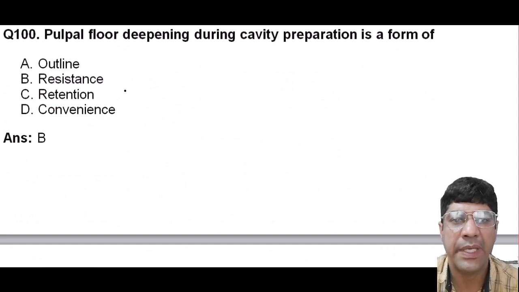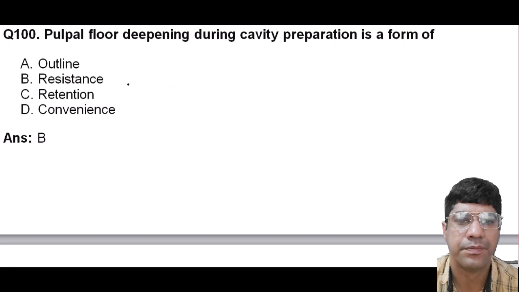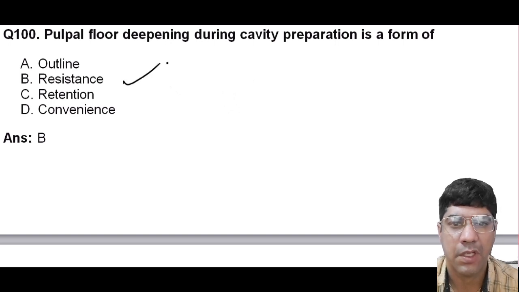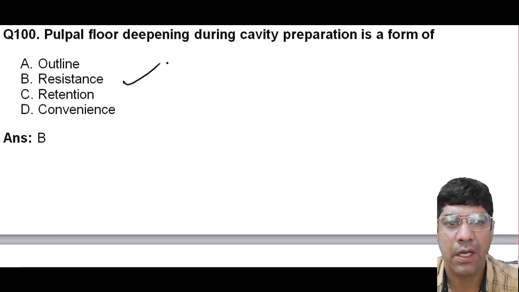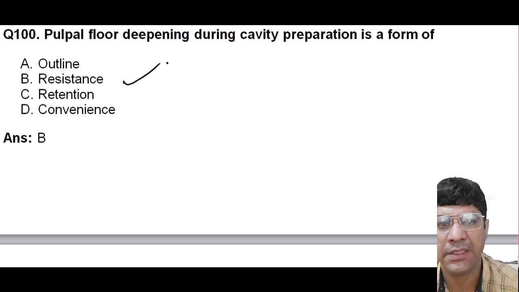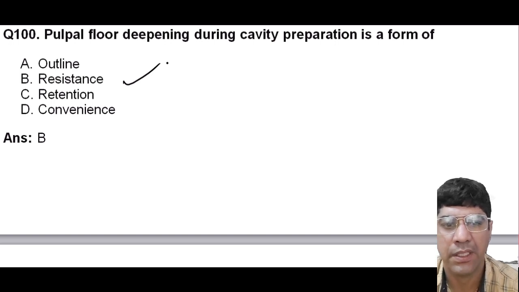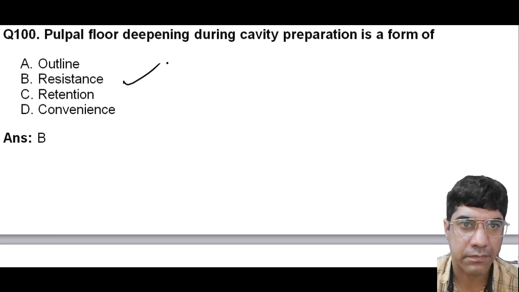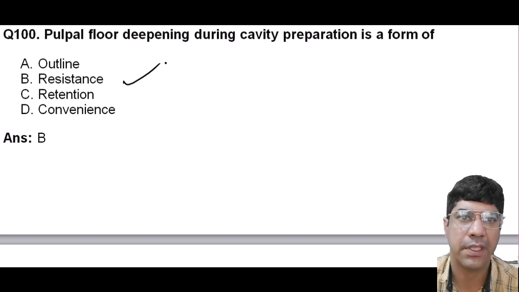The pulpal deepening during cavity preparation is a resistance form. The primary features of tooth preparation that enhance the resistance form are the box shaped cavities, inclusion of weakened tooth structure, preservation of cusps and marginal ridges, and rounded internal angles. So the answer is B.